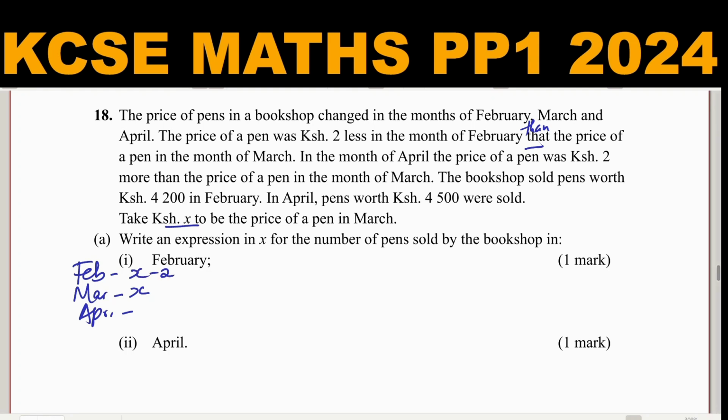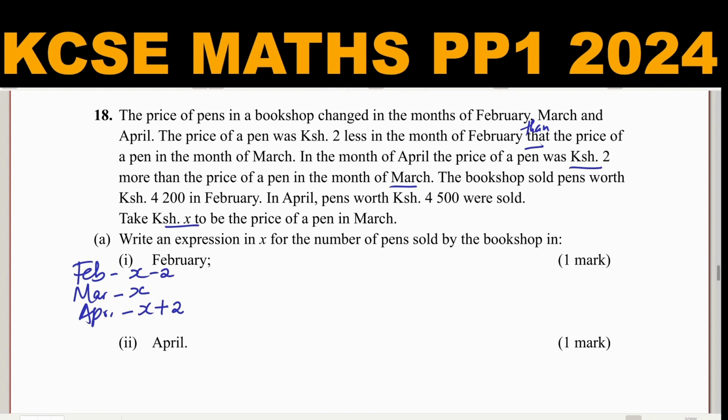Then for April, the other statement: in the month of April, the price of a pen was 2 shillings more than the price of a pen in the month of March. So in March it was X, and if it was 2 shillings more, it will be X plus 2. So now we have written the expression for the price of each pen in the months of February, March and April.